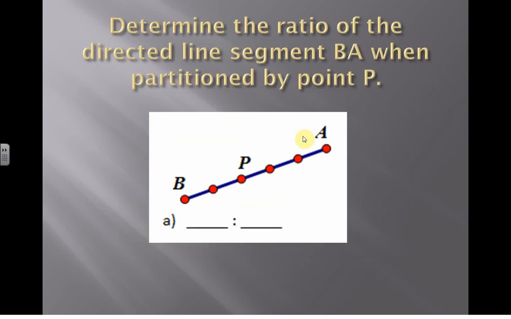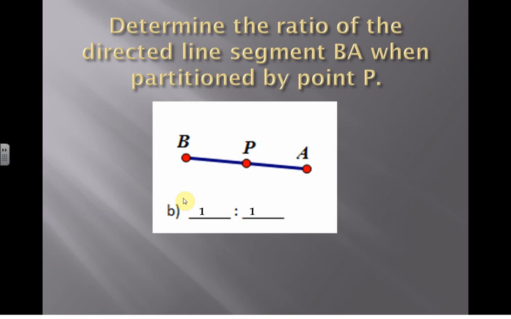So determine the ratio of the directed line segment BA, so notice the order of these letters, BA, when partitioned by point P. So if P is here, because it said BA, I'm going to start counting from B. So this is 1, 2, there, so that's 2, and then I would count 1, 2, 3 to A, so that's 3. So my ratio would be 2 to 3.